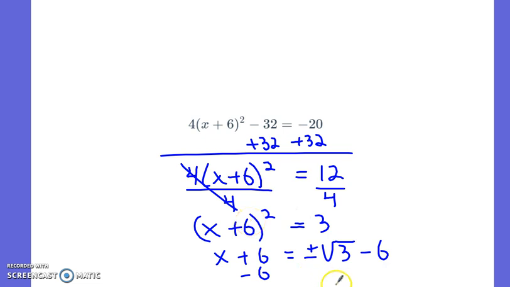Okay. Well, these are not like terms. You can't combine them. So our answers are going to be positive square root 3 minus 6 and negative square root 3 minus 6. Let's see how that goes into DeltaMath. So let's memorize this. Positive square root 3 minus 6, negative square root 3 minus 6.